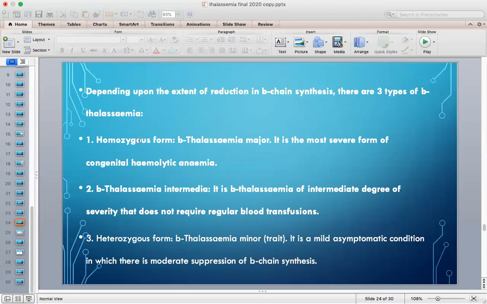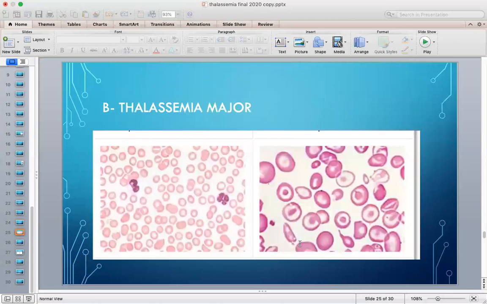beta thalassemia. Either the homozygote form, which we call beta thalassemia major, which is the most severe form of beta thalassemia, or beta thalassemia intermediate, where there is a strong mutation but the patient does not need frequent blood transfusion like beta thalassemia major. And the third type is the heterozygote, which is beta thalassemia minor or trait, and it is a mild asymptomatic condition, only a simple depression of the beta chain.